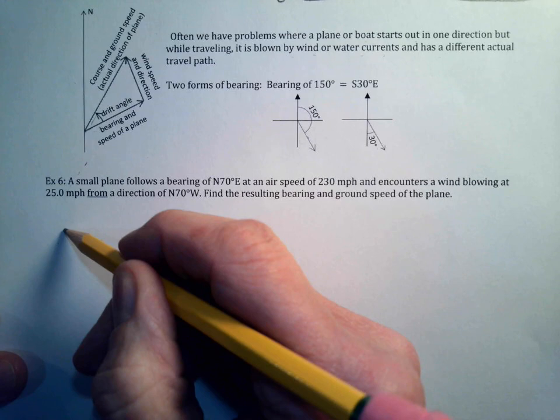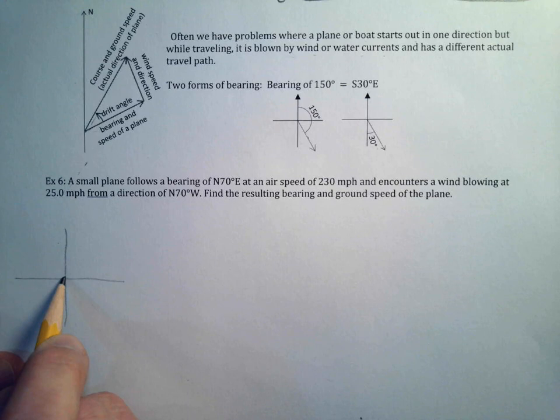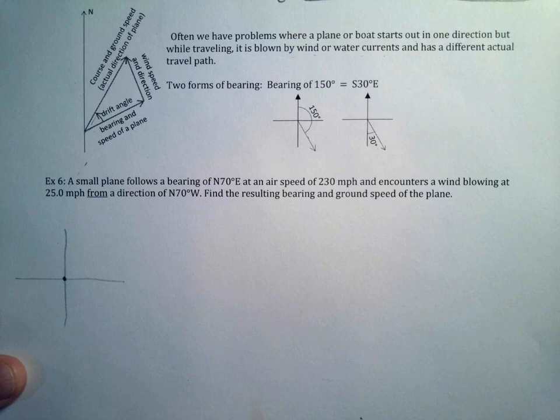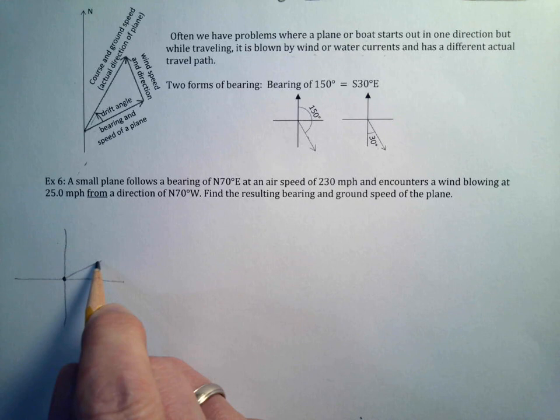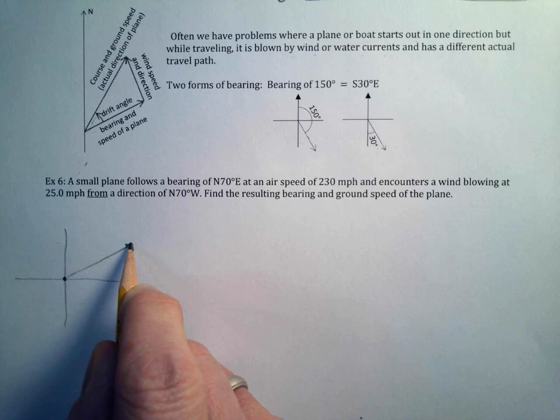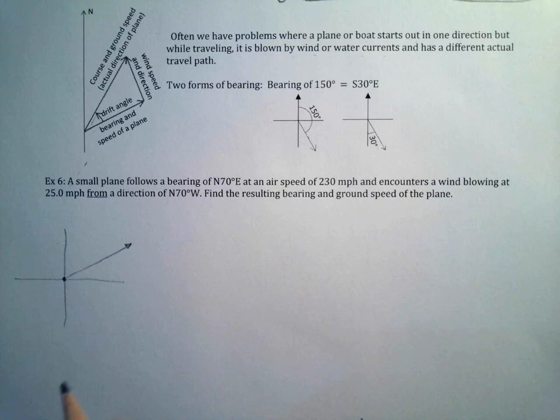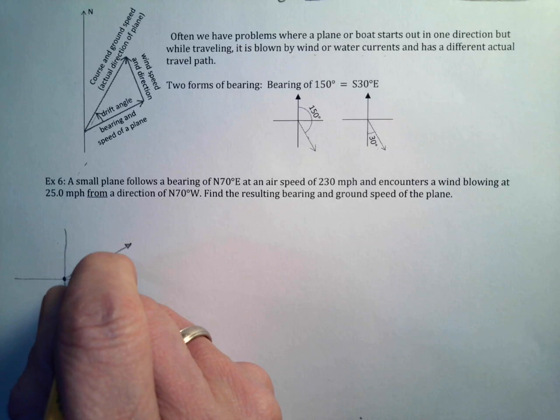Okay, so I'm going to start. The plane is taking off from the airport at the origin of our XY coordinate plane. It's traveling at 230 miles per hour. Okay, north 70 degrees. So, okay, let's see. Let's call this 20 degrees. That's 70 degrees. So it's taking off. If there were no wind, the plane would be traveling in that direction. Okay. And what we're going to call here is not distance, but miles per hour. So 230 miles per hour.